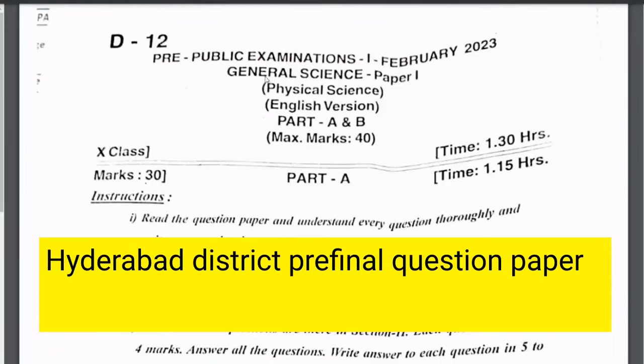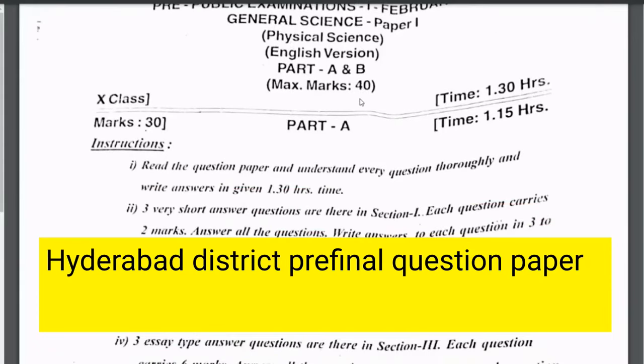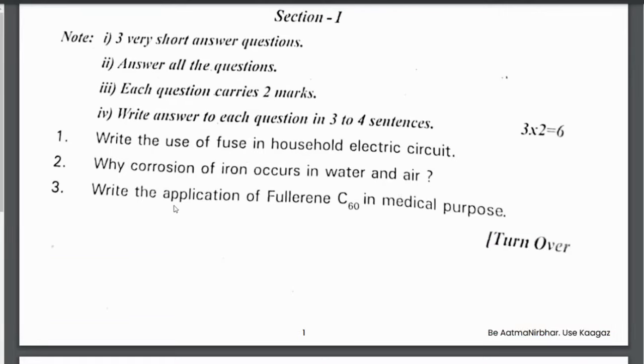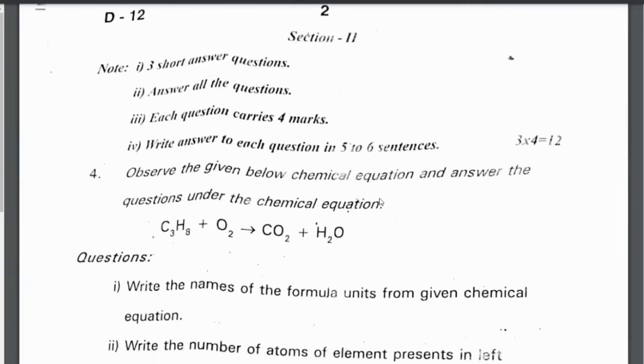Hi everyone, we will discuss the Hyderabad District Physical Science question paper. For 2 marks: write the uses of a fuse in a household electric circuit, why corrosion of iron occurs in water and air, and write the application of fluorescent C60 for medical purposes.